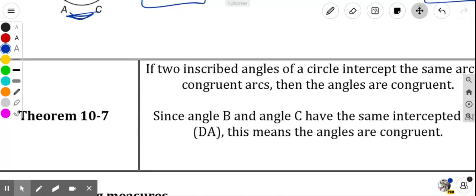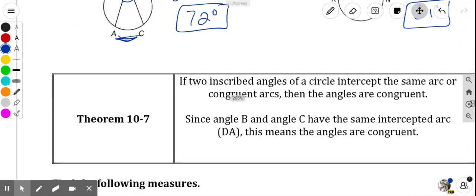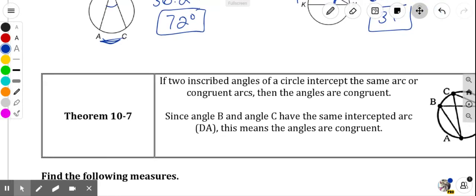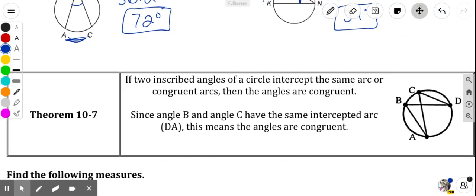Okay, the next theorem still has to do with inscribed angles. When you have two inscribed angles that have the same intercepted arc, that forces them to be congruent. Let me show you in this picture. See arc DA here. Let me use a different color. We have two angles that have that as its intercepted arc.